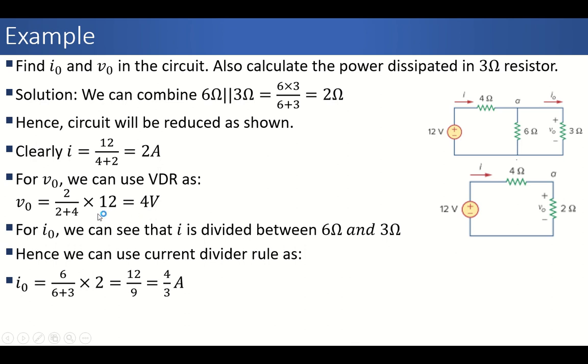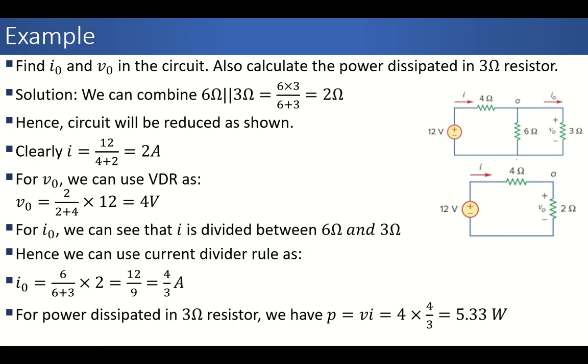We could have used the value of V naught to find I naught as well. Since V naught is 4 and the resistance is 3, I naught will be equal to V naught divided by 3, that is 4 divided by 3 ampere, still the same. So either you can use the current divider or you can use Ohm's law as well.